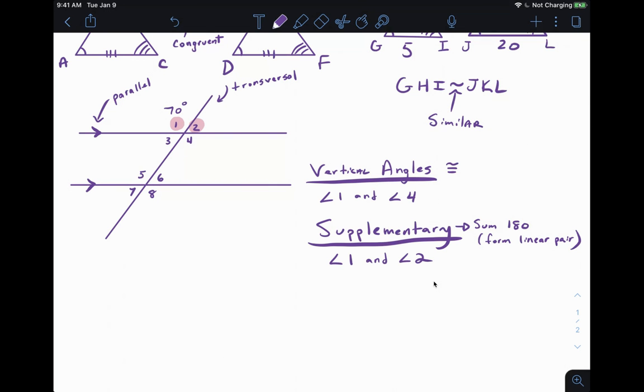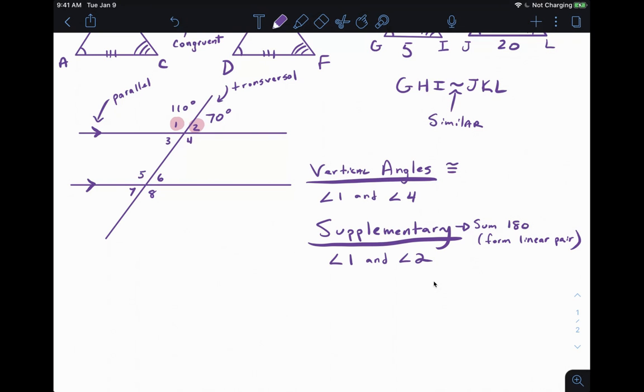So if I know angle 1 was 70, which I just made up, which also doesn't make sense because that looks like it's greater than 90. So let's pretend that didn't happen. So let's say angle 2 was the one that's 70. It just wouldn't make sense to say that's 70 degrees. It looks like it's obtuse. So let's say angle 2 is 70. What would be angle 1? Angle 1 would be 110. Okay. Supplementary angles form a linear pair.